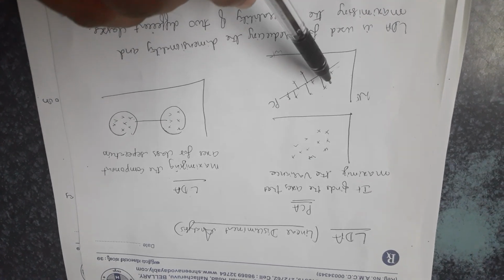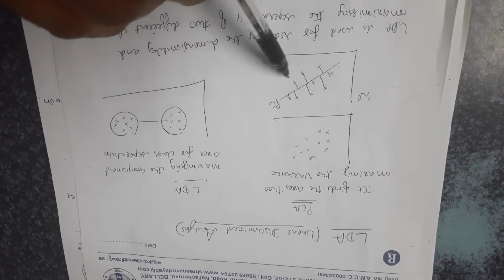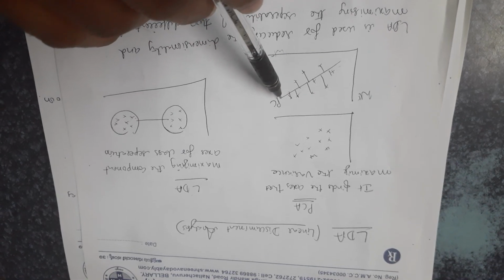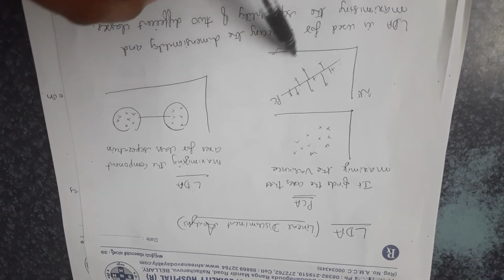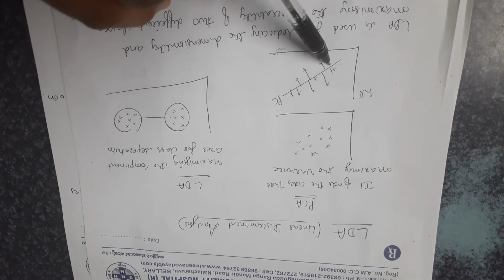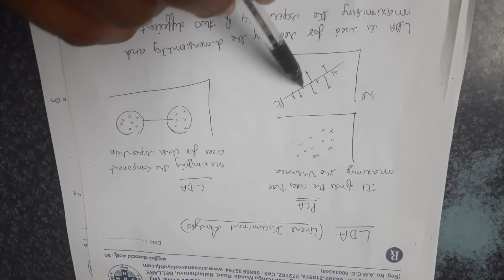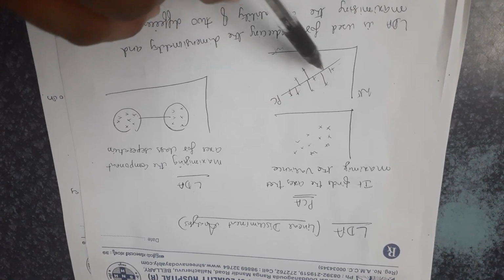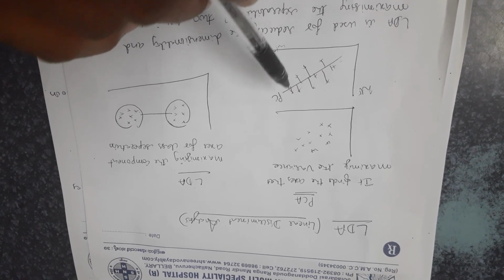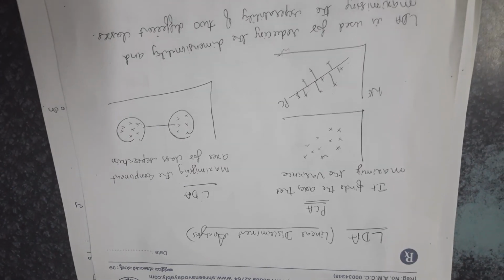Maximizing the variation means these are the data points. I have taken an example of the weight and height of girls and boys. These are the data points of the data set. There is a maximum variance between the data points, so that we can easily separate the boys and the girls. Similarly, there is LDA, linear discriminant analysis.